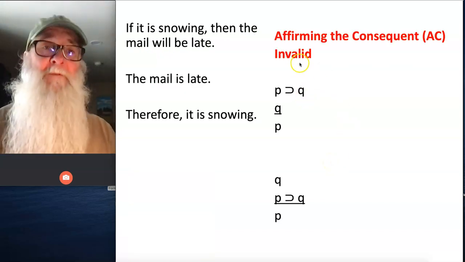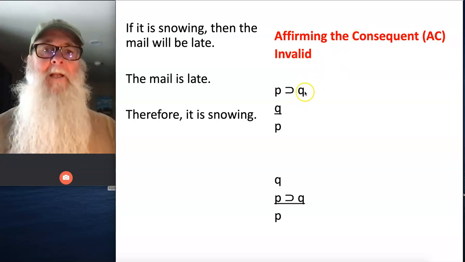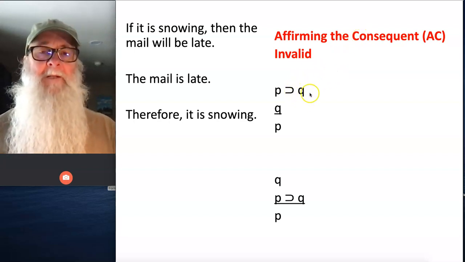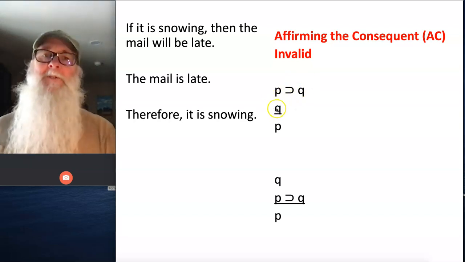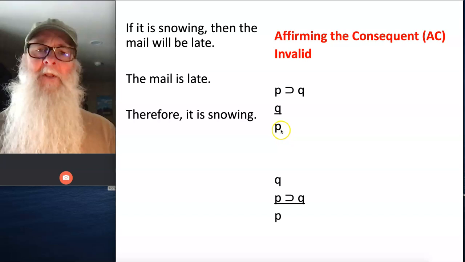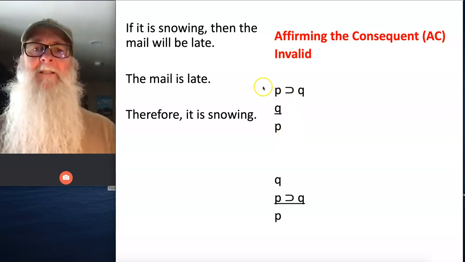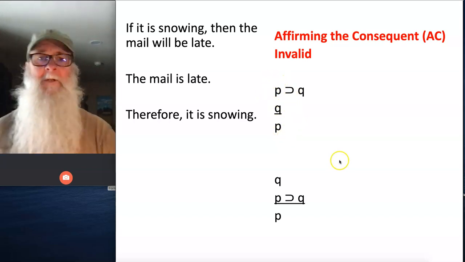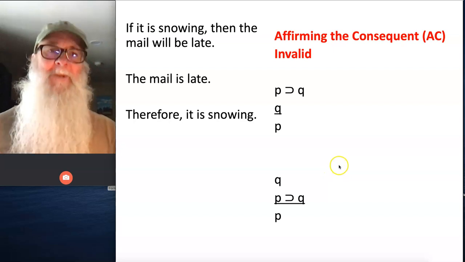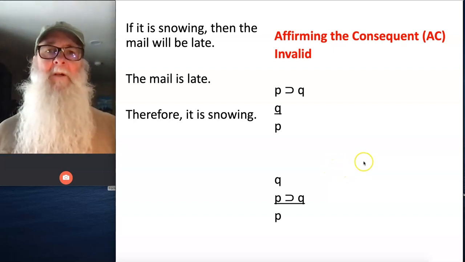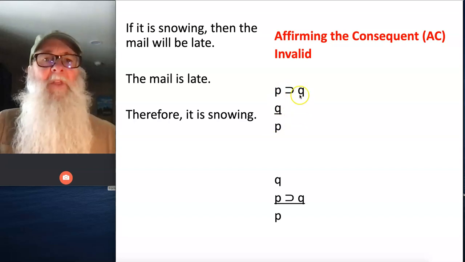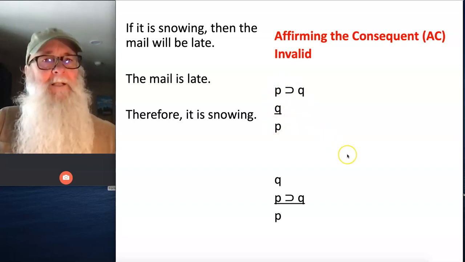Anytime we try to affirm the consequent, and the consequent is the statement that appears on the right-hand side of a horseshoe, in this case Q, anytime we try to do that with another premise to draw a conclusion about the antecedent, or the thing that appears on the left-hand side of the horseshoe, we've committed a logical fallacy. We have an invalid, unreliable argument. Okay, so any argument with this form is an affirming the consequent, or AC.